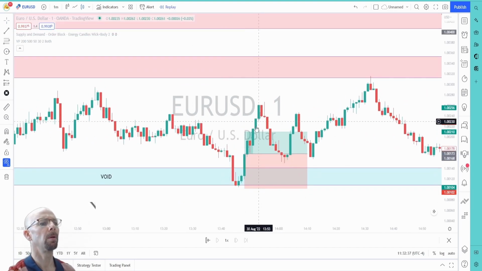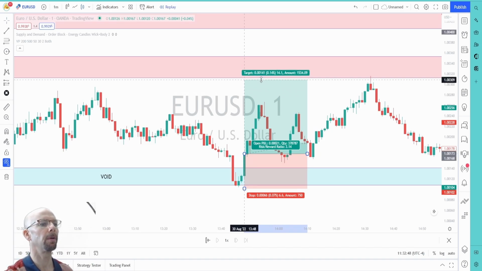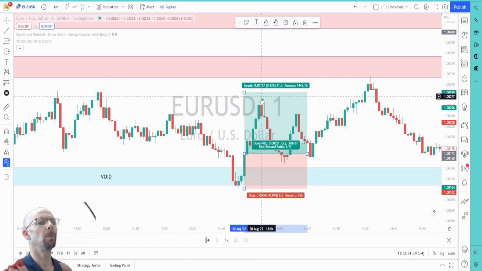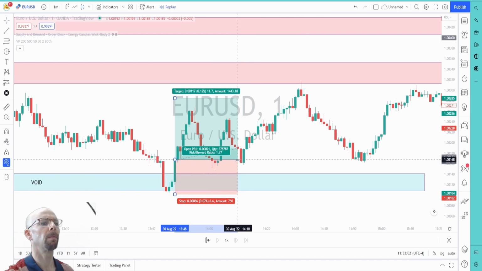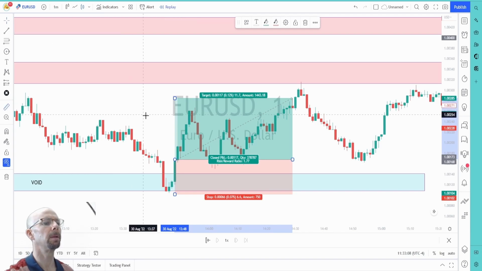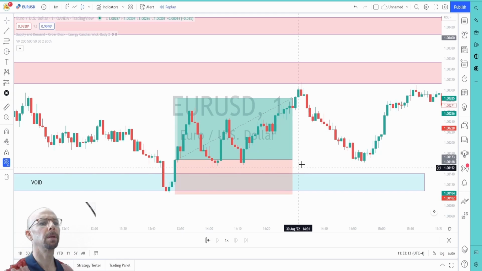Now you could have targeted the high on this one, or you could have been targeting your next area that you had marked off for supply. So, if we target that, it's a 1.77, which is still fantastic. And that trade itself would have taken 41 minutes. And then you could see there was another trade tapped in right here.